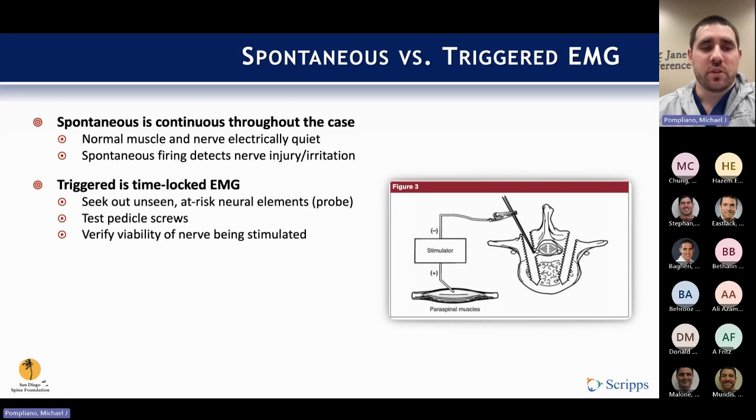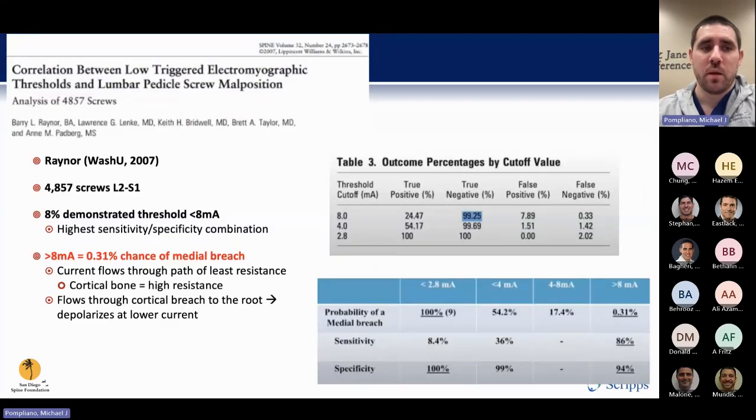Triggered EMG is essentially a time-locked EMG. So instead of being spontaneous, you're actively pursuing the insult. So you're seeking out the unseen, the at-risk neural elements. This is things like the probe during a lateral approach or testing pedicle screws. And then you can also verify the viability of a nerve being stimulated. So if you're not sure, you can use a probe intraoperatively and get some more direct feedback that way. With respect to pedicle screw stimulation, this was kind of the founding study of that.